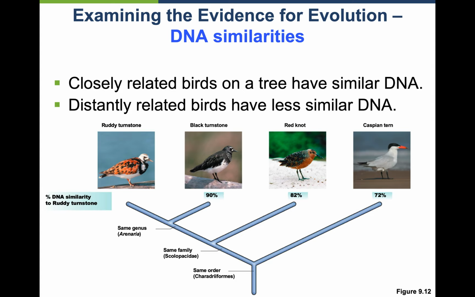Here's another one. Closely related species on a tree have similar DNA. Distantly related species have less similar DNA. So here are closely related species on this phylogeny. Their DNA matches about 90%. And then this individual's DNA is 82% similar with these individuals and 72% similar for this Caspian tern with these individuals.